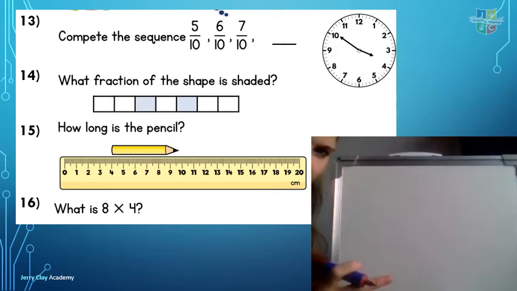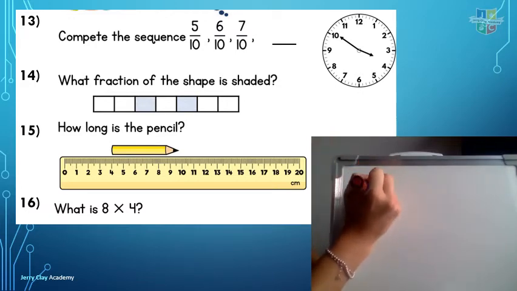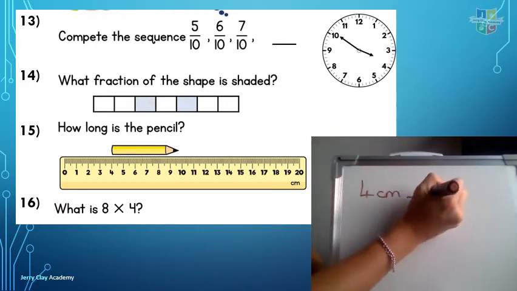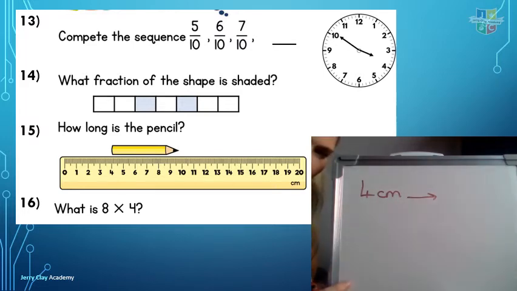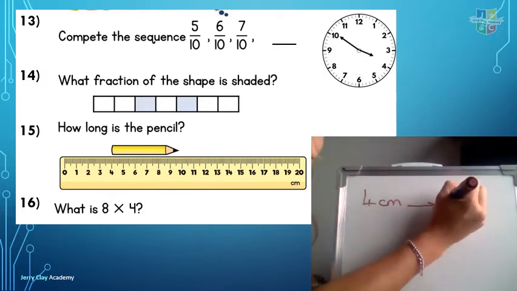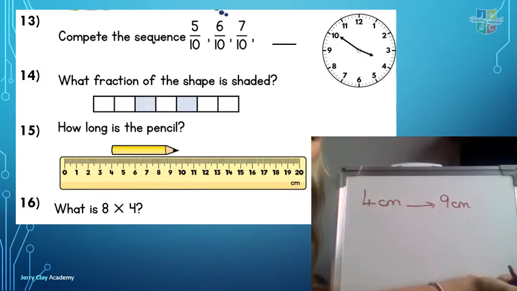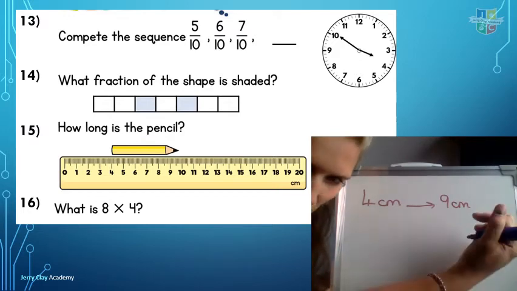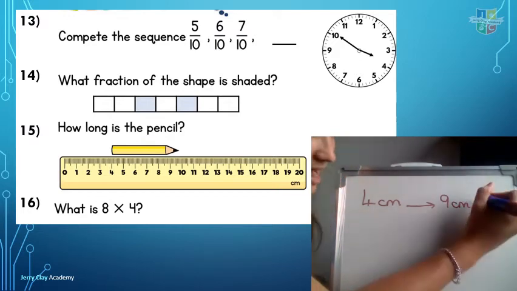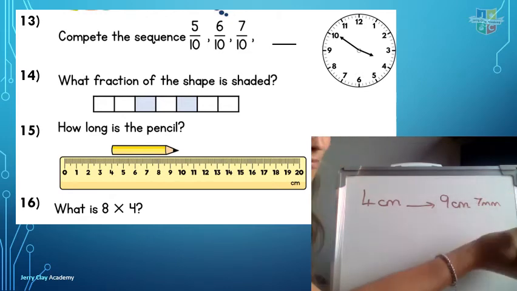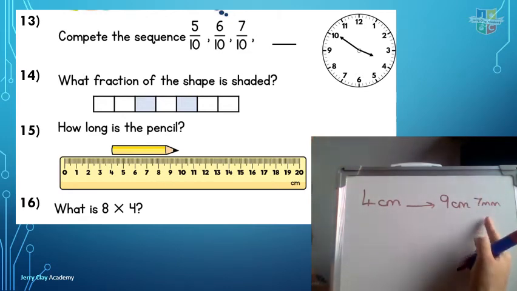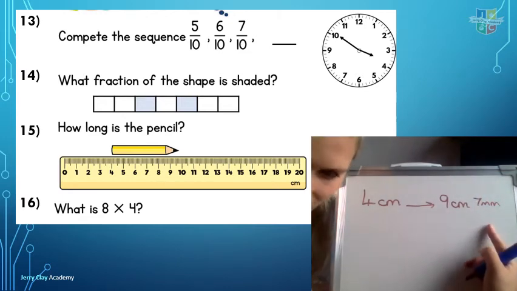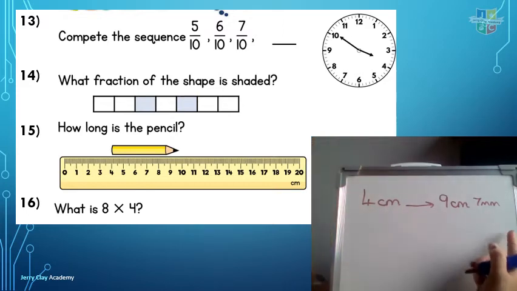Okay, number 15, we want to know how long is the pencil. Now, if I look to see where the pencil starts, at 5 centimetres, and it goes up to, and this is where you need to be really careful and look really closely, 9 centimetres. And if we then count how many millimetres, it's gone past the 5 millimetre point, and it looks like it could be 7 millimetres. Now if you said 8 millimetres, I will also give you that, because it is quite difficult to see off the picture.